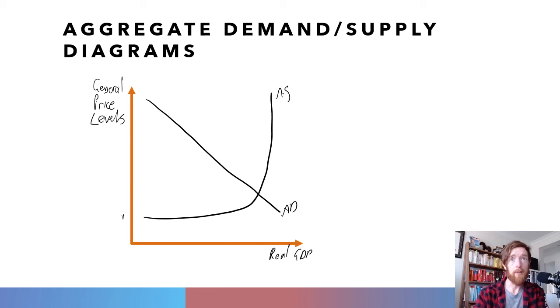Other things that are important here, so we've got aggregate supply. Shifts in aggregate supply are exactly the same as shifts in supply. Things that change your efficiency or cost of production. So if they change unfavorably, they shift to the left.